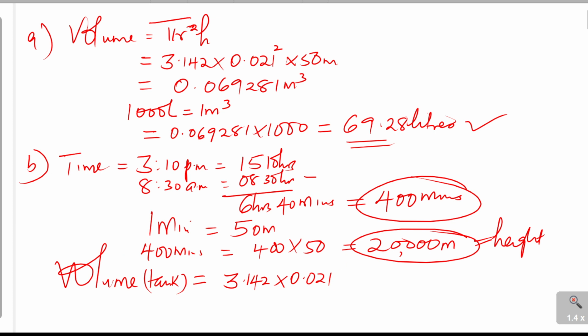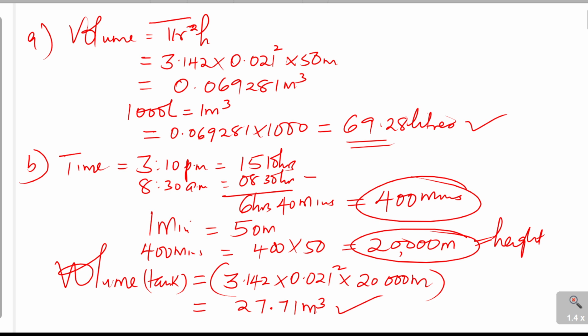0.021 meters. So that is pi r squared. Then the height of that cylindrical tank will be 20,000 meters. So this will give the volume of that cylindrical tank that is filled in 400 minutes. When you multiply these, you will get 27.71, correct to 4 significant figures, meter cubed. So that is the volume of that tank.